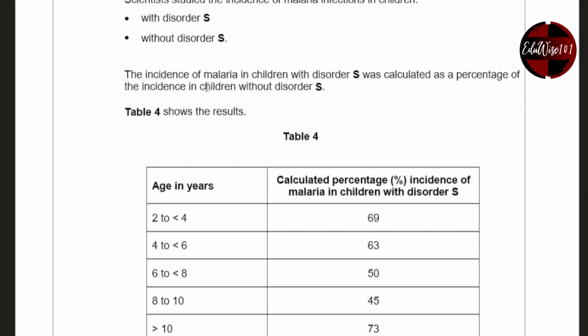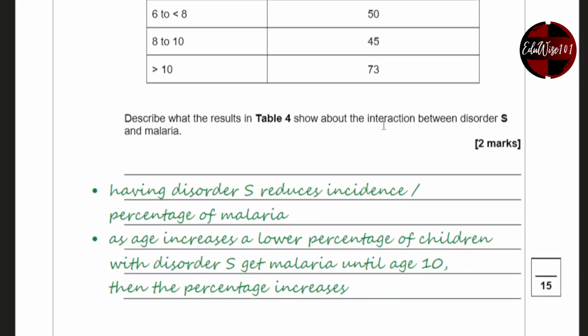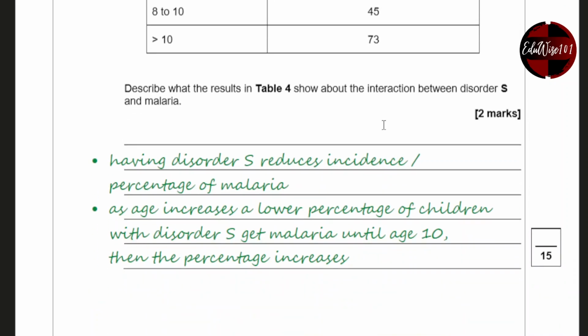Let me read that part. The incidence of malaria in children with disorder S was calculated as a percentage of incidence in children without disorder S. So having disorder S reduces the incidence percentage of malaria. As age increases, a lower percentage of children with disorder S get malaria until age 10. Then the percentage increases. That's the end of this question, and I will see you in the next question.